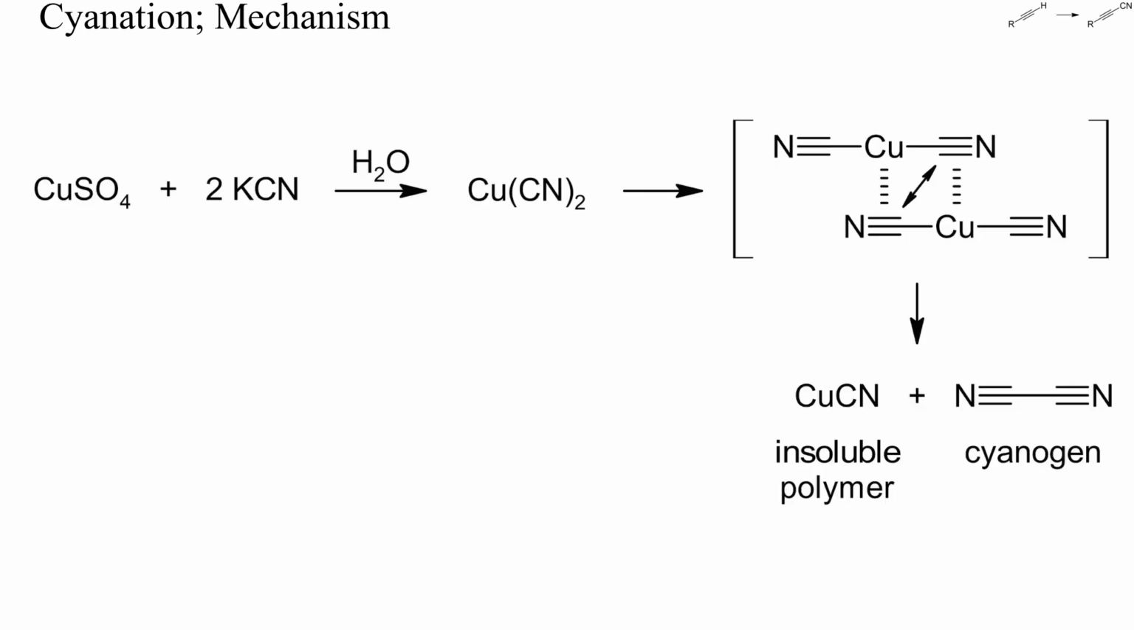Let's now have a look at the copper-mediated cyanation of terminal alkynes. Mechanistically, this reaction is related to the oxidative Glaser coupling of alkynes to diynes and to the formation of cyanogen from cyanide and copper-2 shown here.